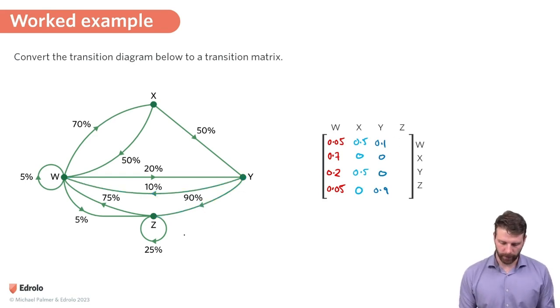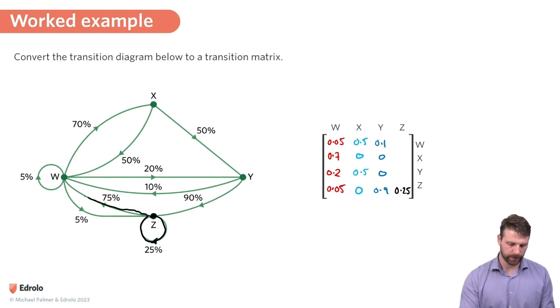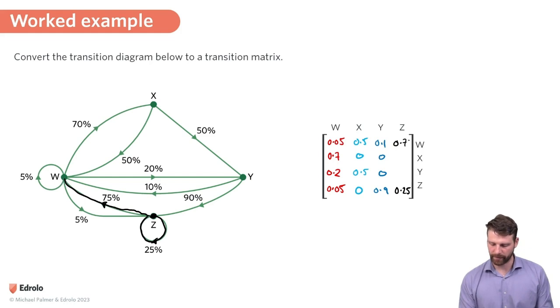Last one. What's flowing out of Z? I can see Z has 25% of whatever's there flowing back to Z, so I'm going to put a 0.25 down here. And I can see 75% flowing to W, so I'll put a 0.75 just there, and zeros everywhere else. That's our transition matrix from that transition diagram.